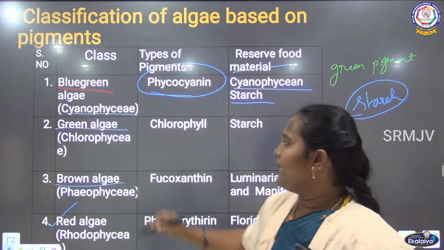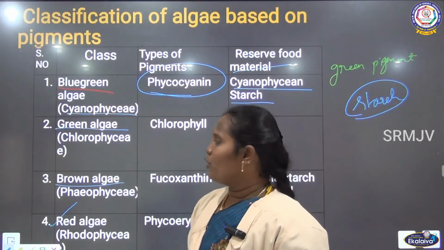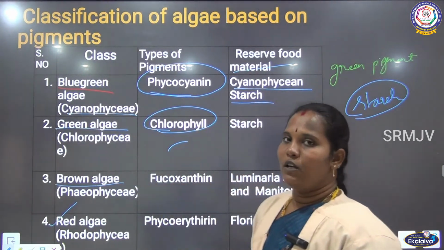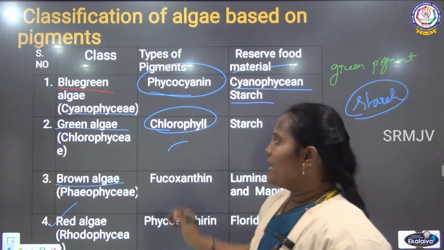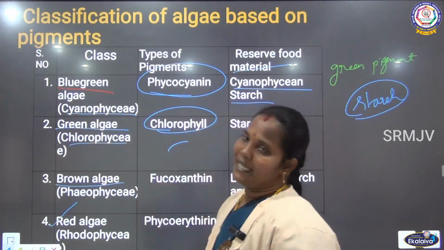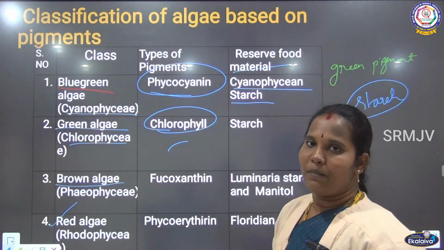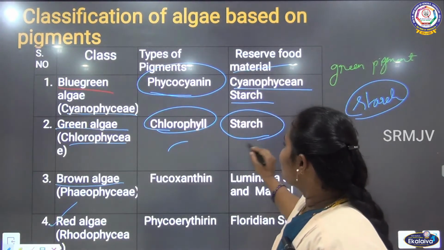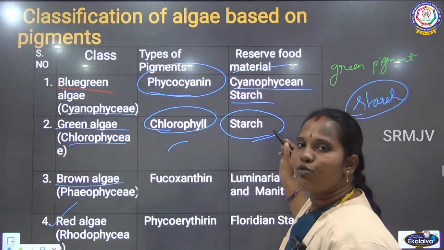Next one is the green algae. As usual, green algae we know have chlorophyll. It has the green pigment chlorophyll, so it looks green. The example for that is Chlorophyceae. Chlorophyceae is the example for the green algae. Okay. What is the food material? They store it in the form of, as usual, starch.